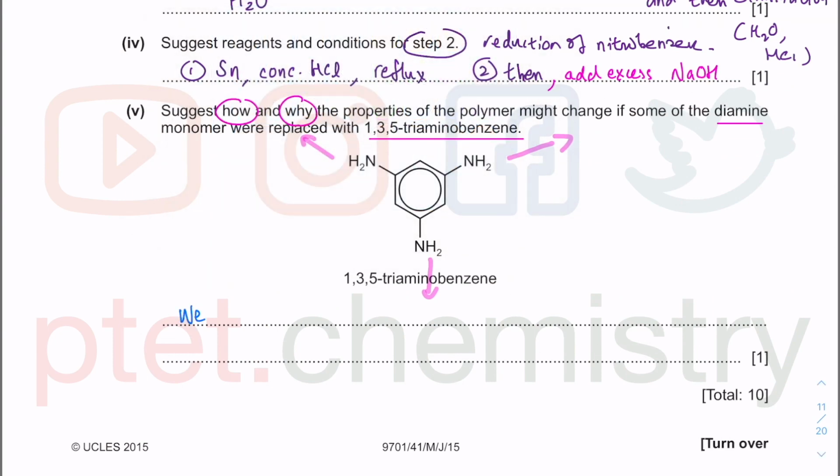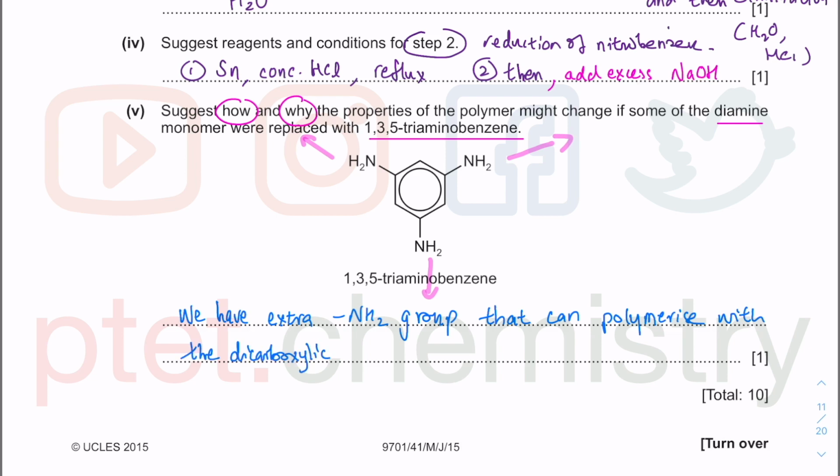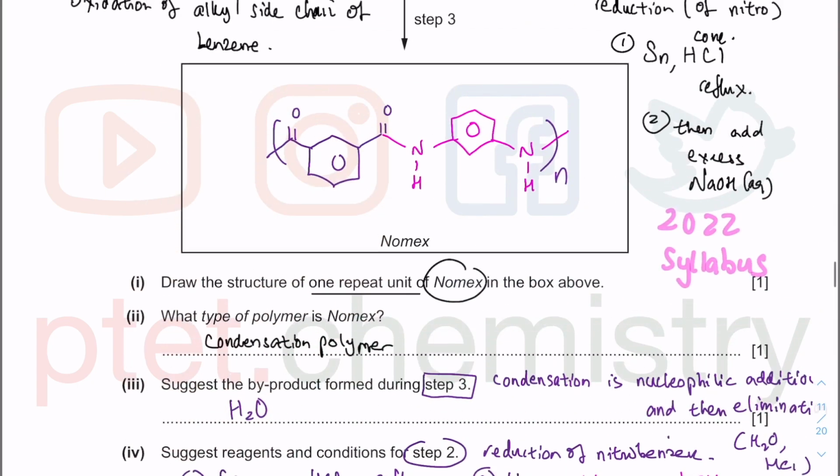Well, we have extra NH2 group that can polymerize with the dicarboxylic acid in another direction. So what we can see here is that when they polymerize this way, we get a symmetrical structure, right? When we get a symmetrical structure, I wonder what I can say.